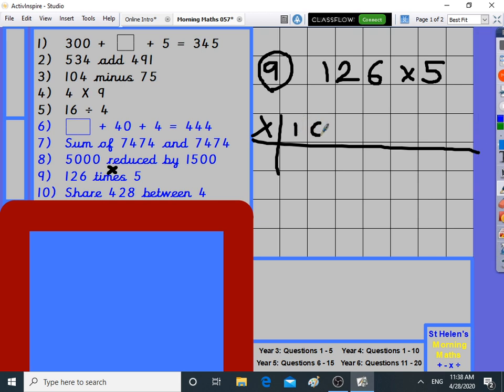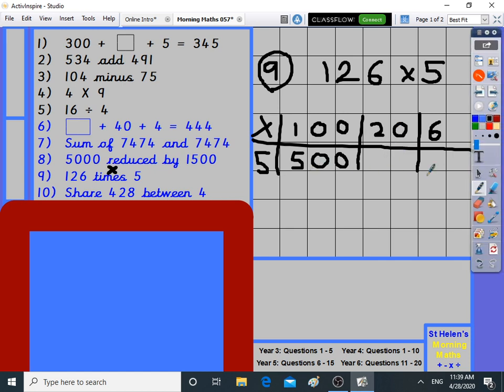126, I'm going to partition it into 100 and 20 and 6. Smash it up into its parts. Partition it into its parts. That's why it's called partitioning, because it's in its parts, which are 100, 20 and 6. 100, 2 tens, 6 units. Multiply that by 5. 5 times 100 is, of course, 500. Or 5 times 1 is 5, place the 2 zeros.